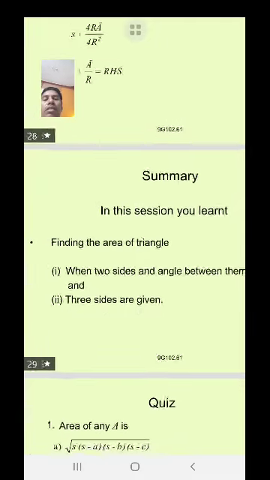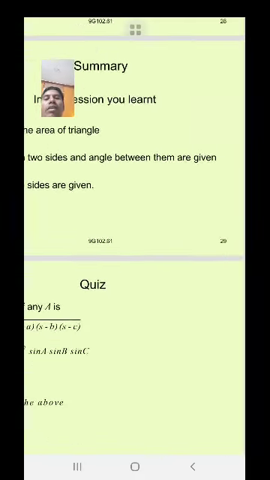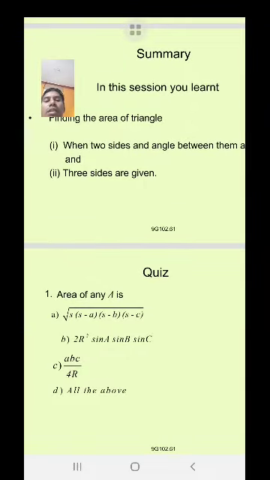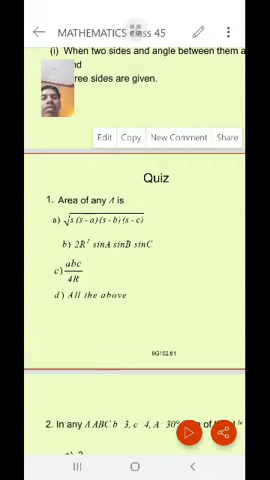Summary: in this session you learned finding the area of a triangle when two sides and the angle between them are given, and when three sides are given, and a quiz. So the area of any triangle is, as we already discussed all of the above, easy to observe. Next, in any triangle ABC, given R, then the triangle is, so you can find out.